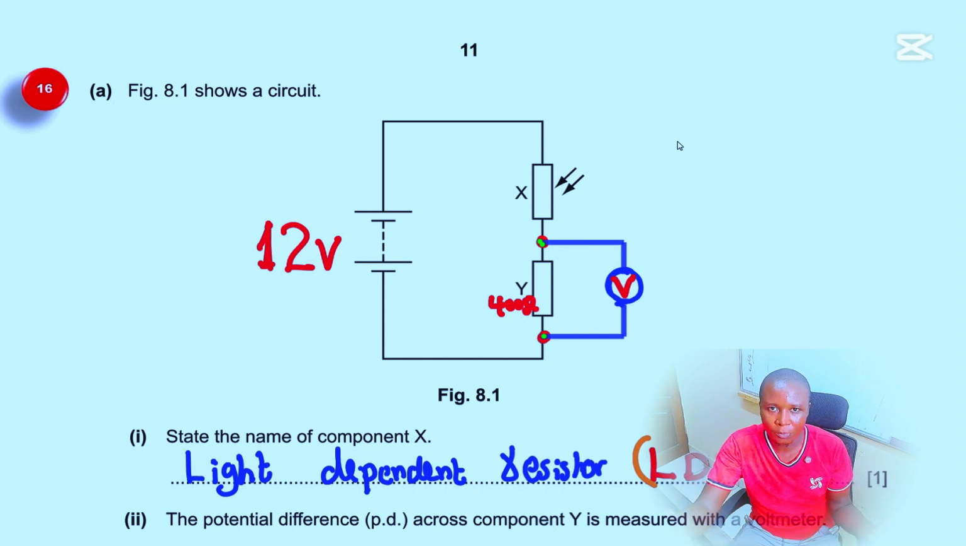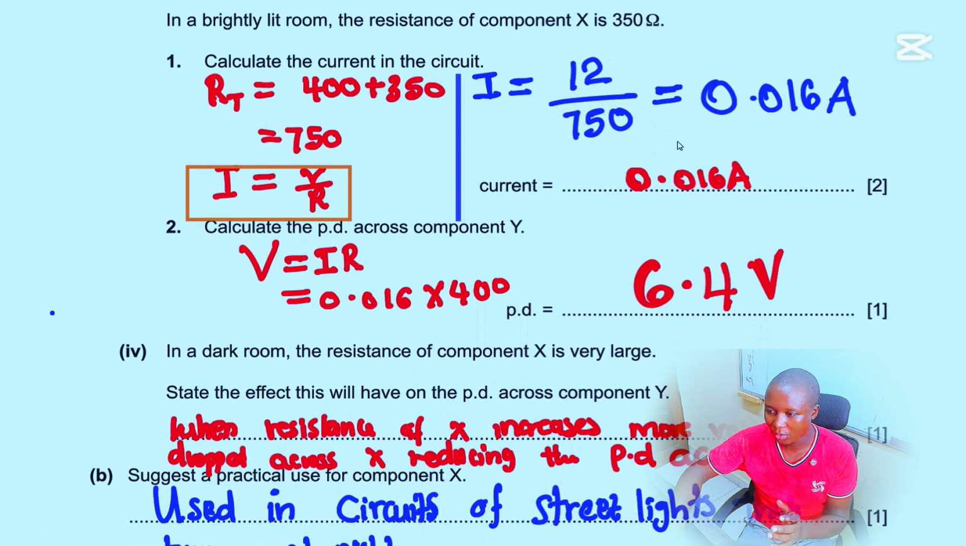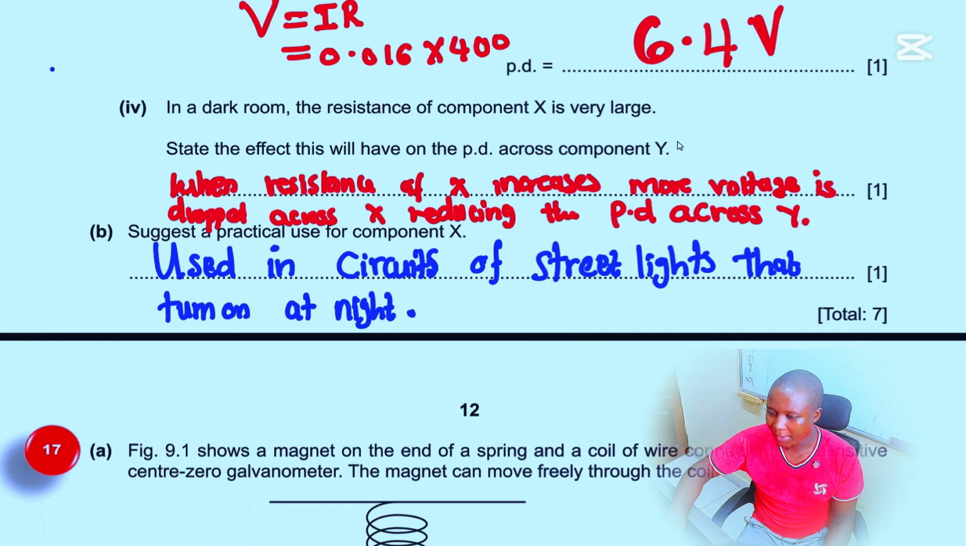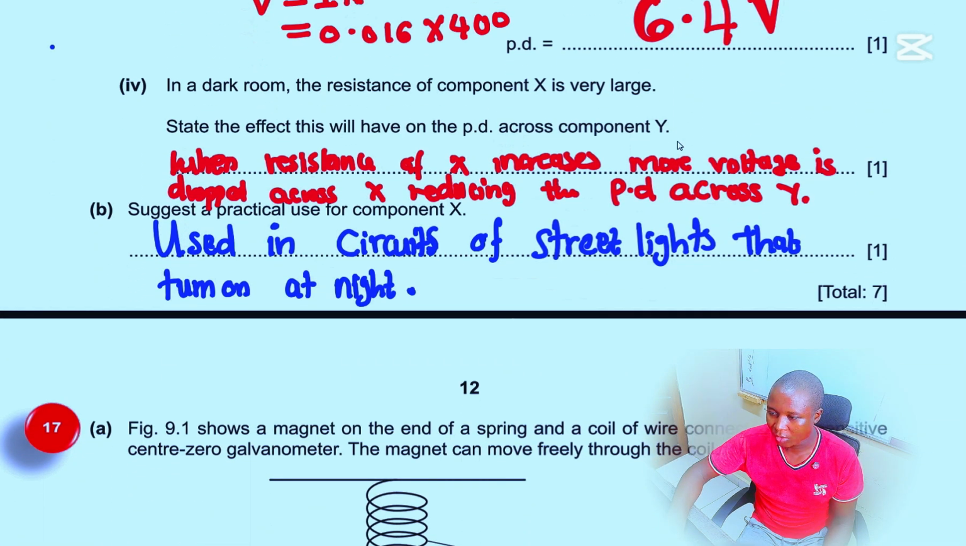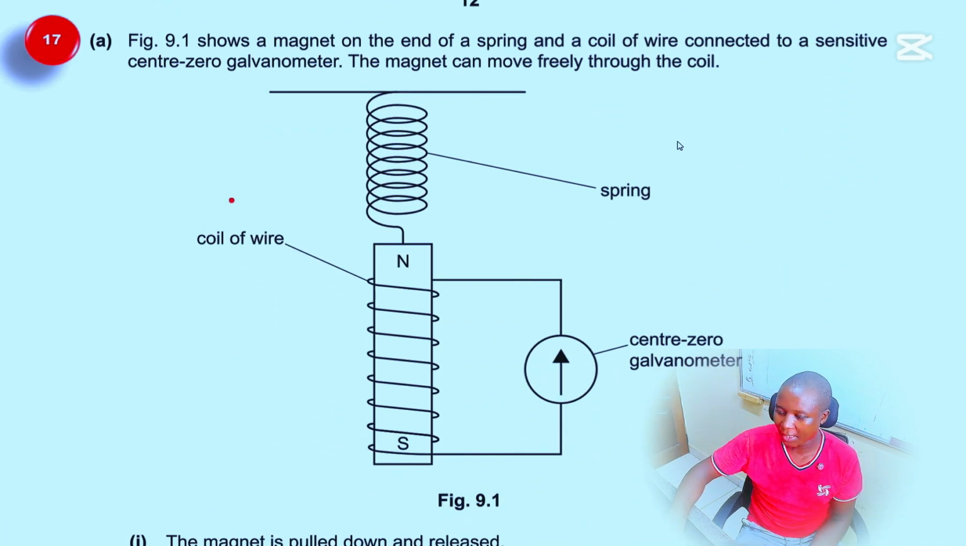If there is an outbreak of fire, it can trigger the circuit, and then an alarm is produced. So basically, that's what we can mention, but most of that is really done in AS physics, which we are going to do next year. All right, so the application, practical use of component X, I've already mentioned that. Now let us change gear and talk about electromagnetic induction.